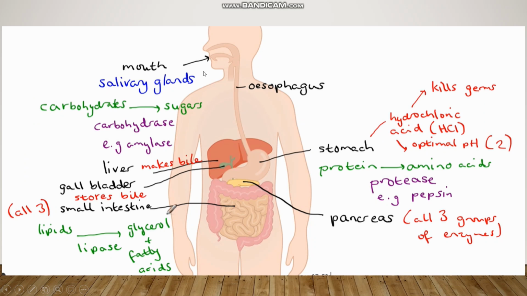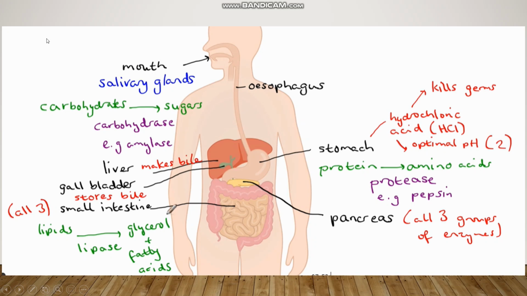The first bit is the mouth. Over here is where mechanical digestion and chemical digestion occur. Mechanical digestion is when food is physically broken down by teeth. But over here we're more concerned about the chemical digestion. Chemical digestion is when the food is broken down by enzymes.